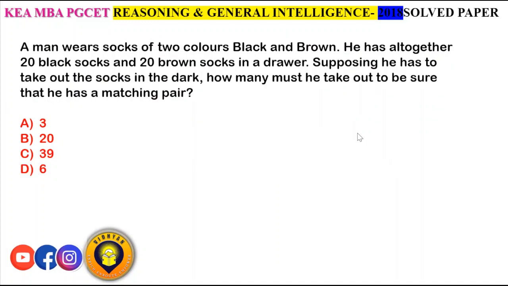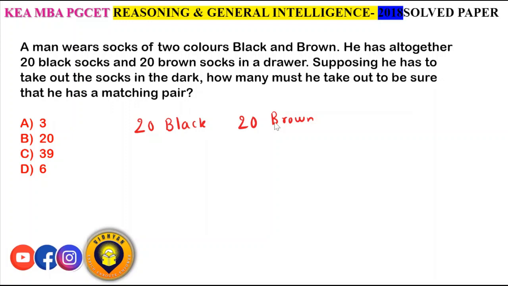A man wears socks of 2 colors, black and brown. He has altogether 20 black socks and 20 brown socks in a drawer. Supposing he has to take out the socks in the dark, how many must he take out to be sure that he has a matching pair?